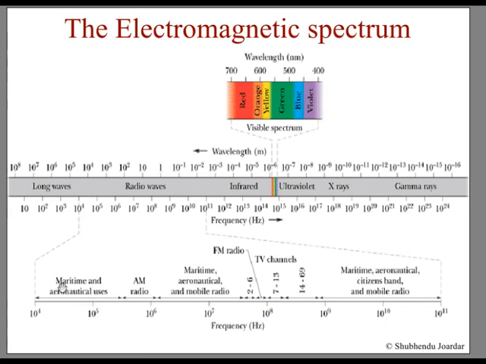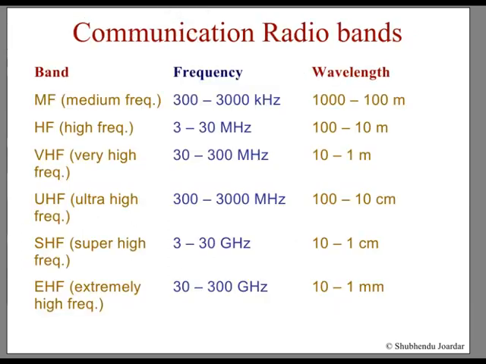So this is used for maritime and aeronautical uses. This is for amplitude modulated radio, again for mobile radio and so on, FM radio, TV channels and so on. So this is how the spectrum is used commercially. And in general, this is the chart for how you remember the various frequency bands.